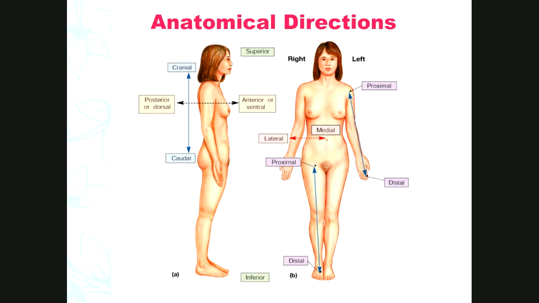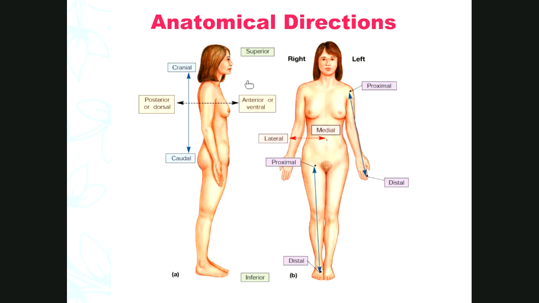So please go through that on your own and start memorizing those. The way we understand the human body is the anatomical directions. Anything closer to the center is the medial region, and anything away from the center is called lateral. So anything closest to the center of the body is medial, and anything away from the medial is called lateral.